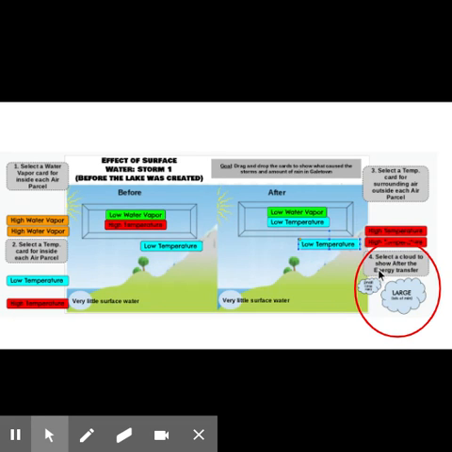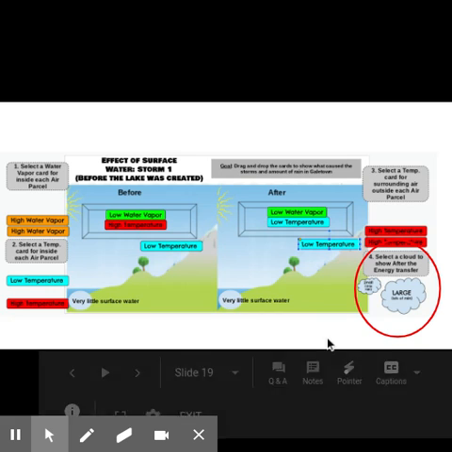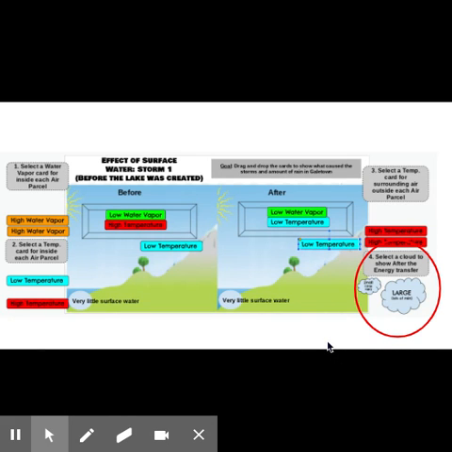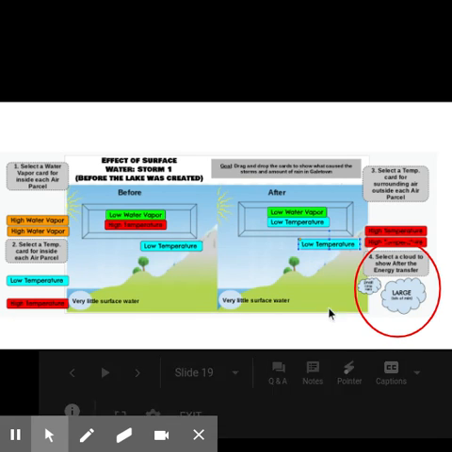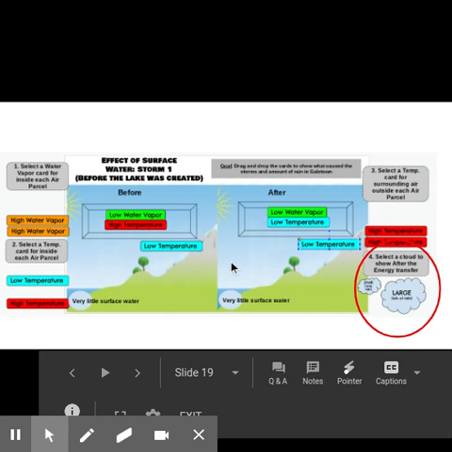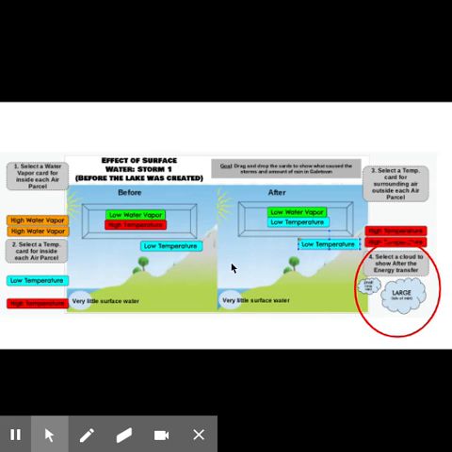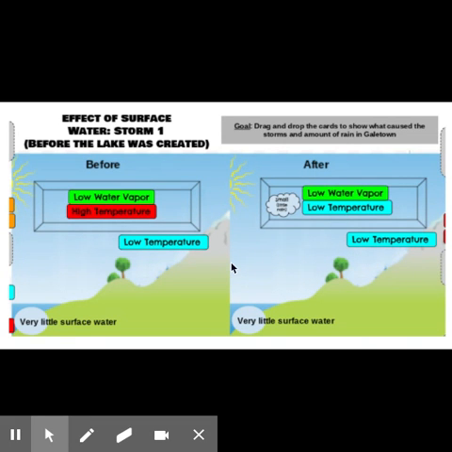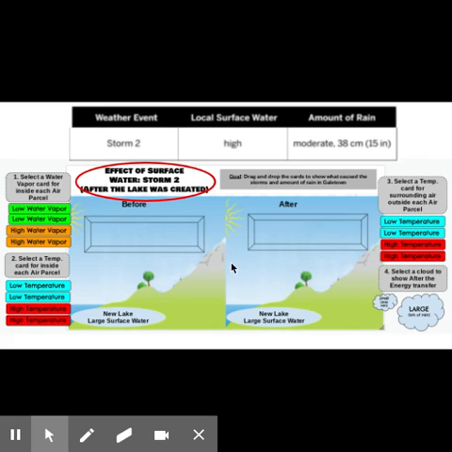Last thing I need to work on is 4, which says select a cloud to show after the energy transfer. After the energy transferred, because energy left the air parcel, the temperature cooled down, which caused the water vapor inside that air parcel to start to condense, which means we are getting that condensed liquid water, basically creating a small little cloud, which means we will have a little bit of rain. And that makes sense with the evidence that we had seen.